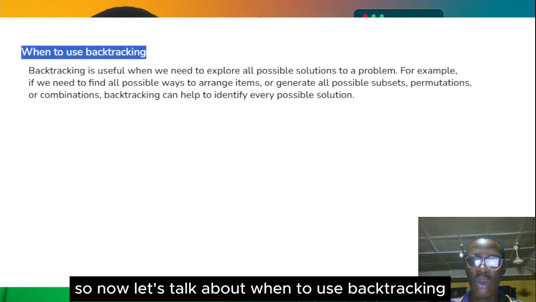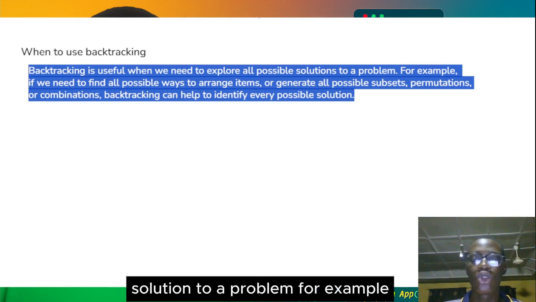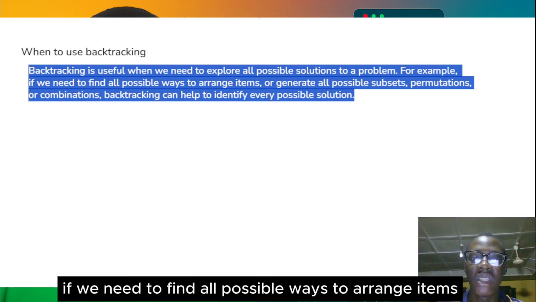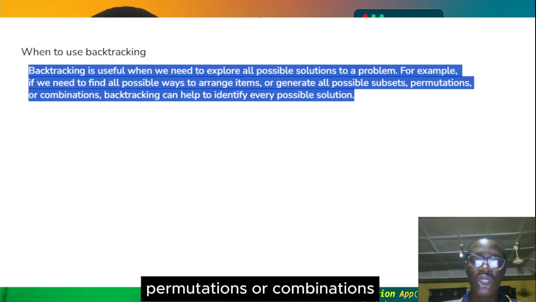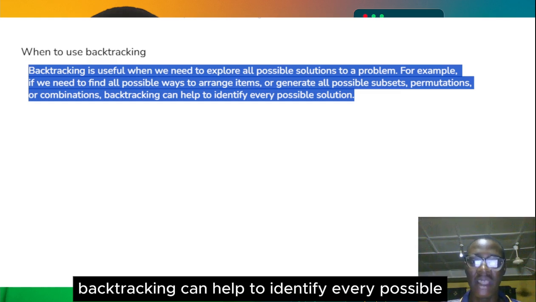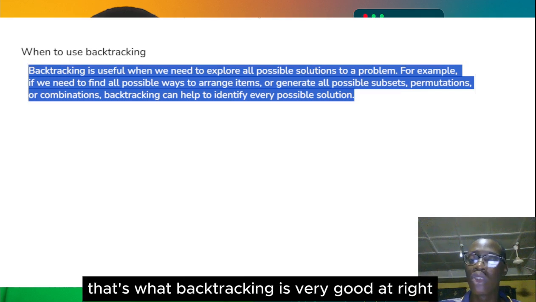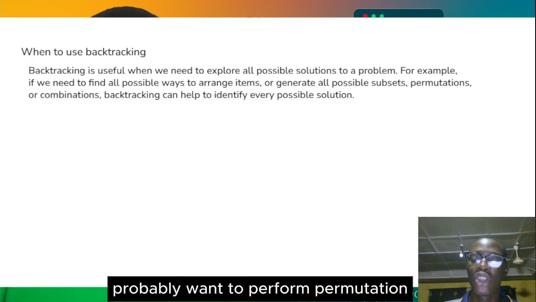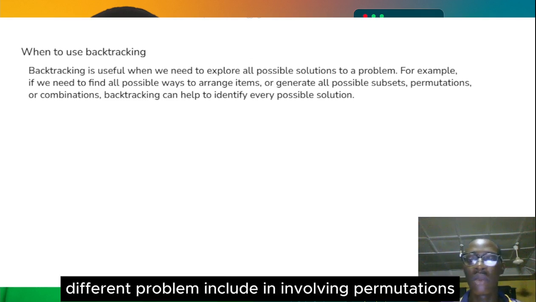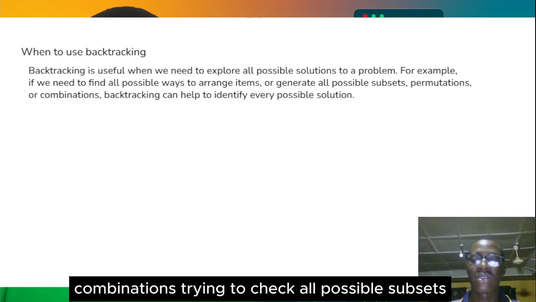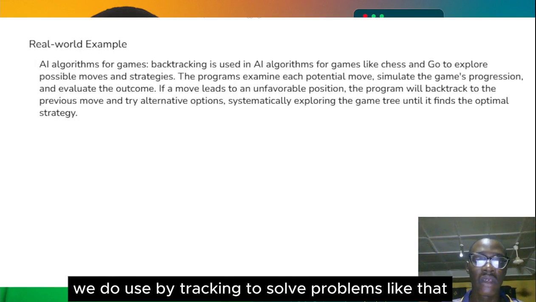So now let's talk about when to use backtracking. Backtracking is useful when we need to explore all possible solutions to a problem. For example, if we need to find all possible ways to arrange items or generate all possible subsets, permutations or combinations, backtracking can help to identify every possible solution. That's what backtracking is very good at, right? If you want to perform permutations of strings, or different problems involving permutations, combinations, trying to check all possible subsets, we use backtracking to solve problems like that.